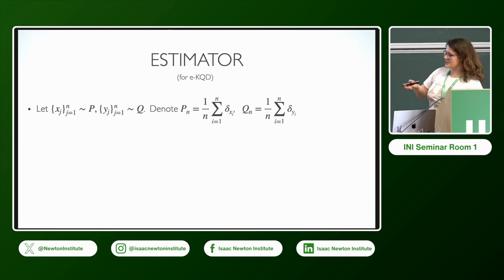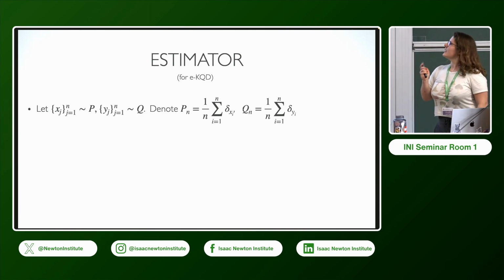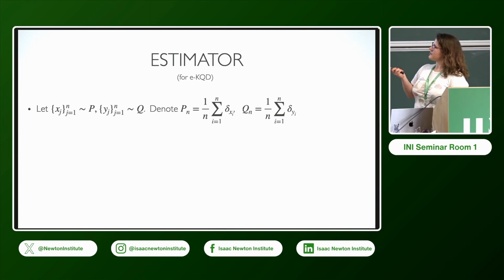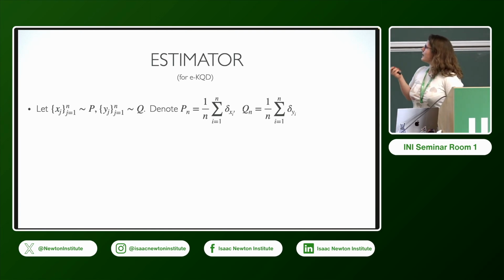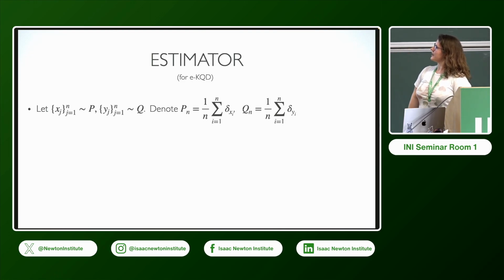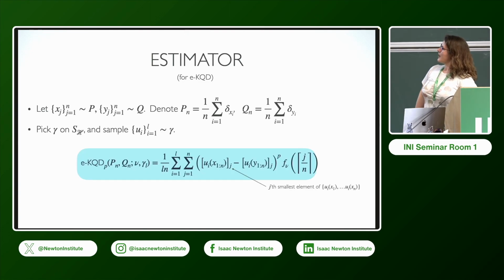Okay, so estimators, what makes EKQD usable? Suppose I have n samples from P and Q, and this is extendable when the number of samples are different, but for the simplicity of presentation, I picked the number of samples the same. I'm denoting Pn and Qn as empirical versions of P and Q based on these samples. Suppose I pick some measure gamma on the unit sphere, we'll go into that in a little bit, and have L samples from gamma.